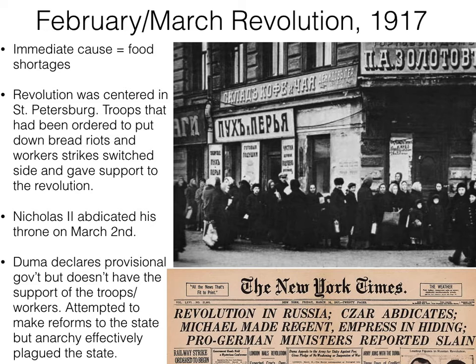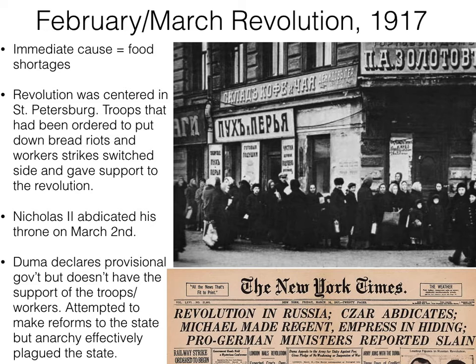He's going to leave the throne, and the Duma, which had been reestablished, is going to declare a provisional government. The problem is that it didn't have the support of the troops or the workers, and so after this initial revolution in Russia, there are effectively going to be two governments. You're going to have the troops and the workers, who were more closely tied to the Bolsheviks and the side that will eventually be the communists, and the Duma, which was more the middle class people that wanted a more democratic government. And these two competing sides are going to be pushing for political power from the spring to the fall.